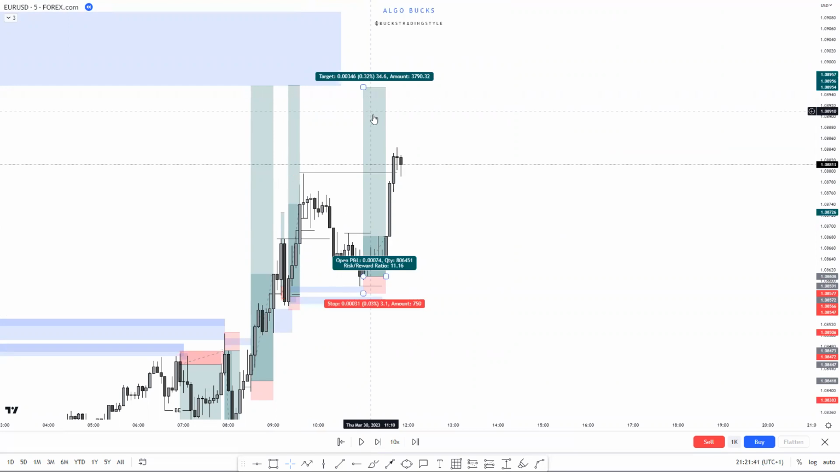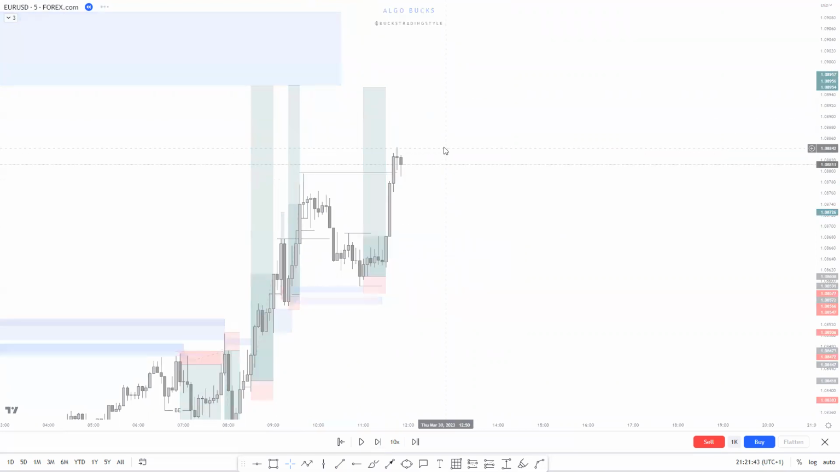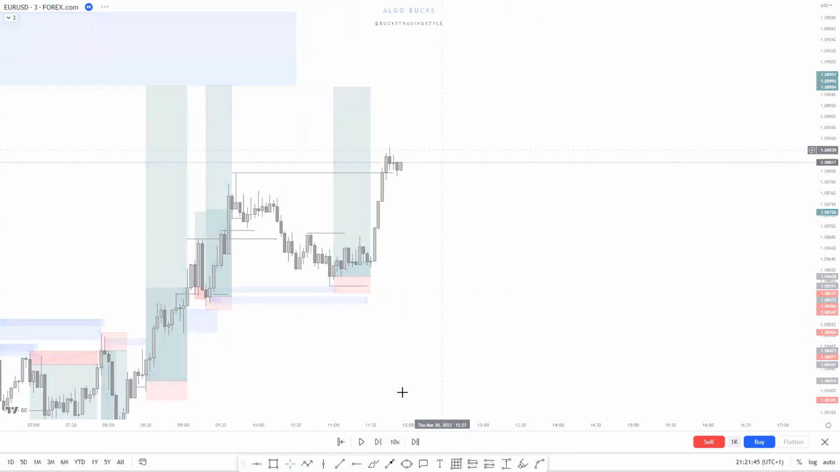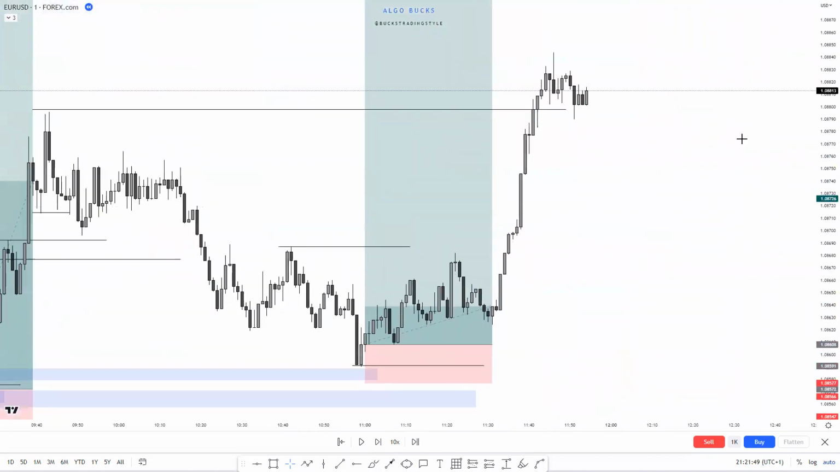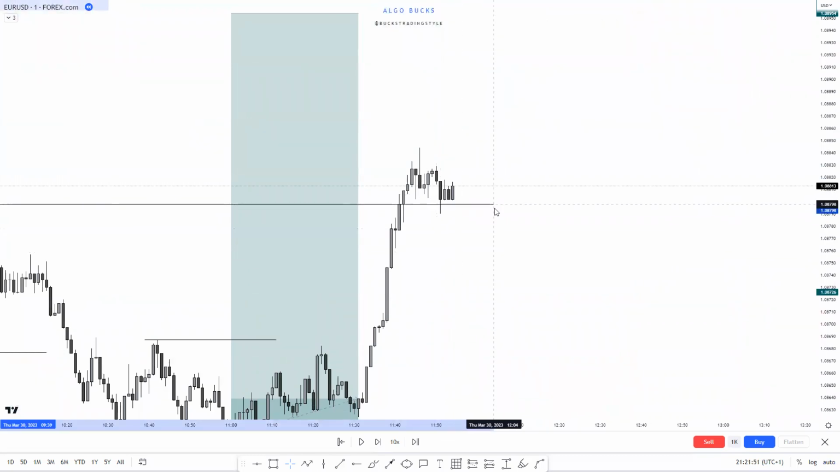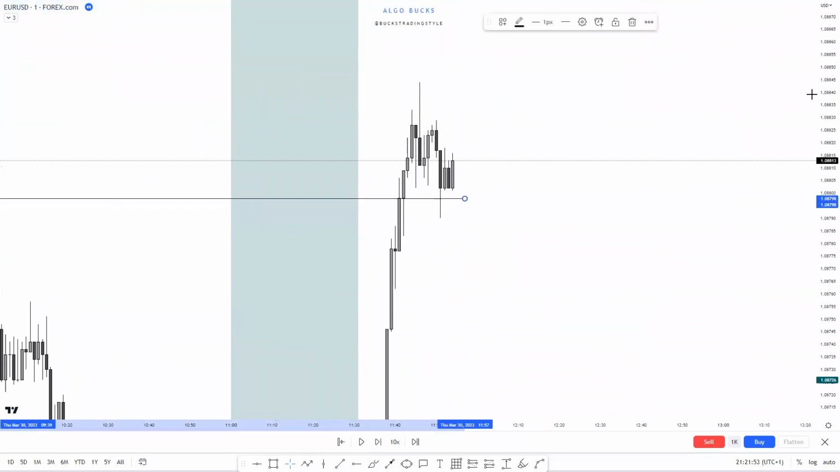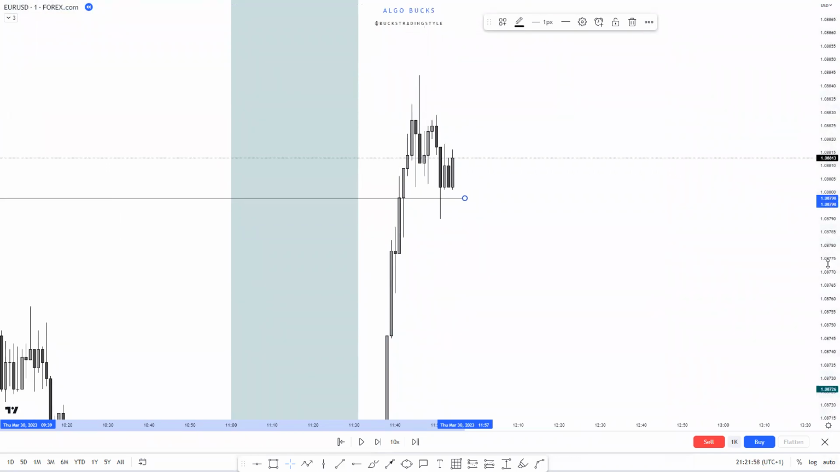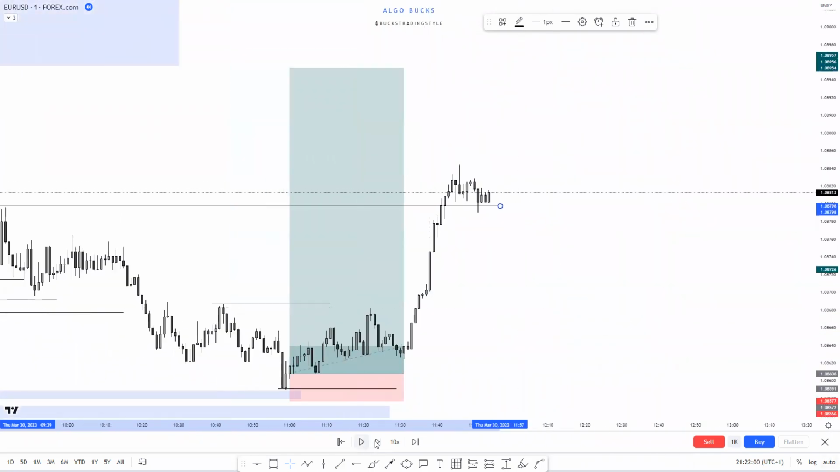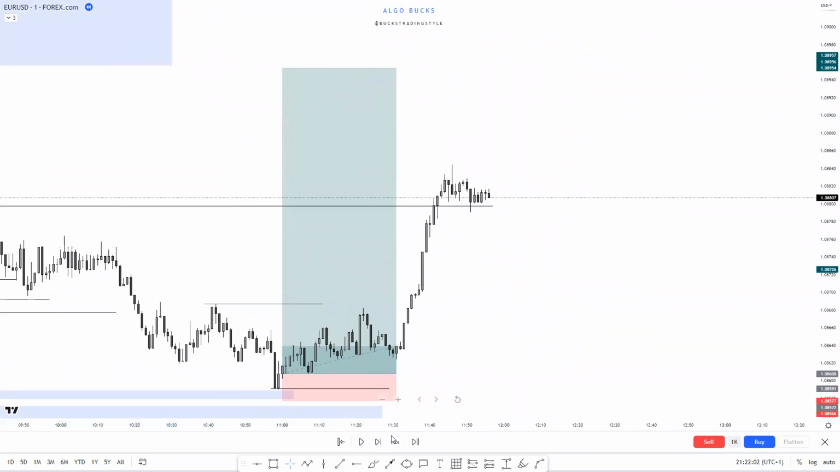Now we go back on smaller time frame to see if we'll be getting an entry opportunity. Okay, on the M1, this was 5 minutes EPA. This is a bearish candle. Okay, so let's see what price is going to do.